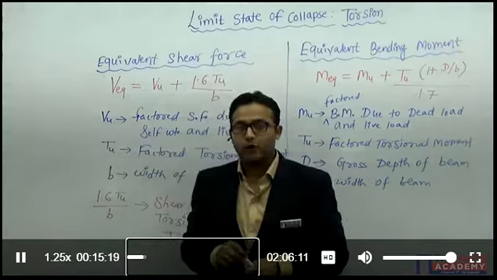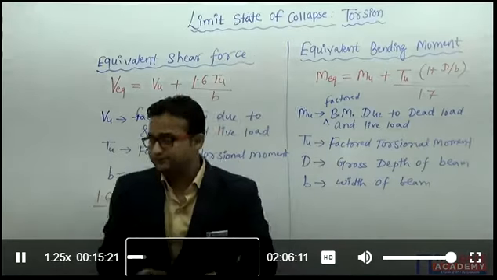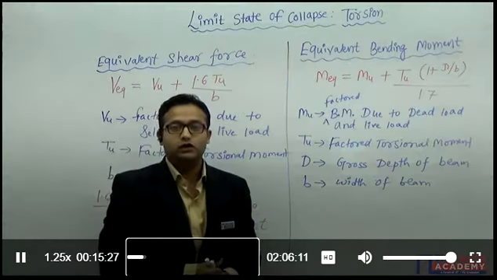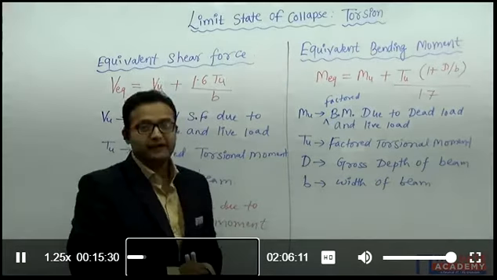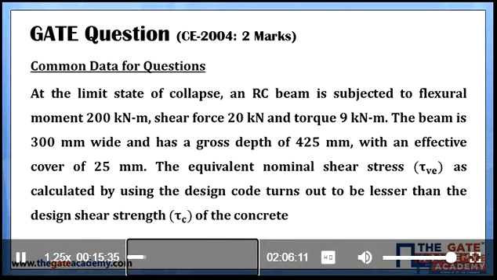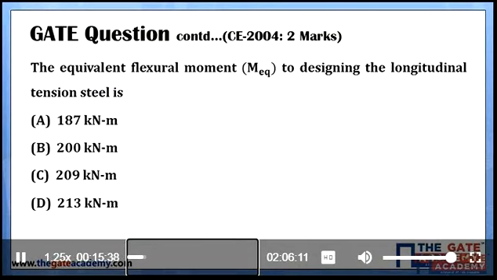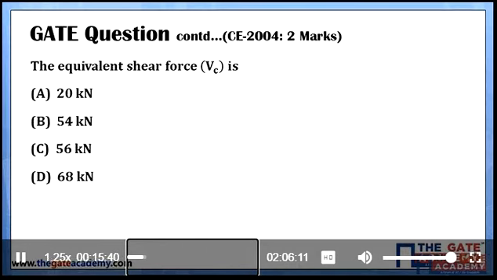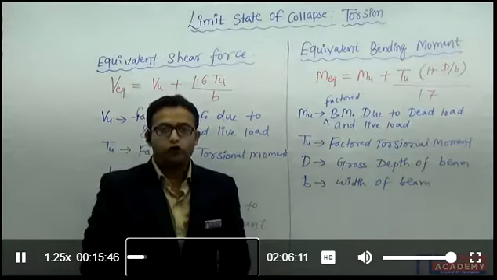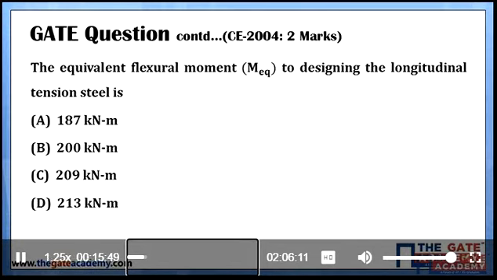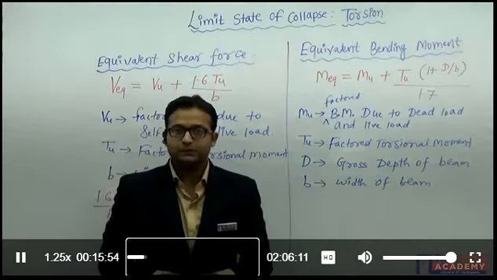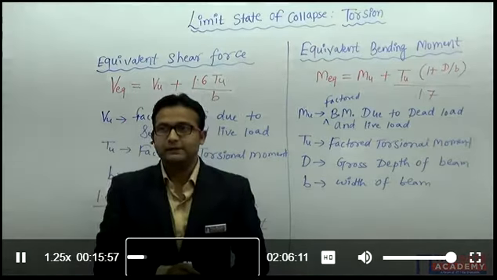Right? So let's solve problems based on this formula. So this is the limit state of collapse in torsion. Please see your PPT. We will solve a problem based on this. The question is GATE 2004 for 2 marks. Please see the question in your PPT.